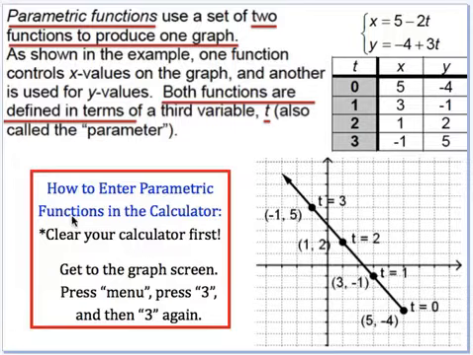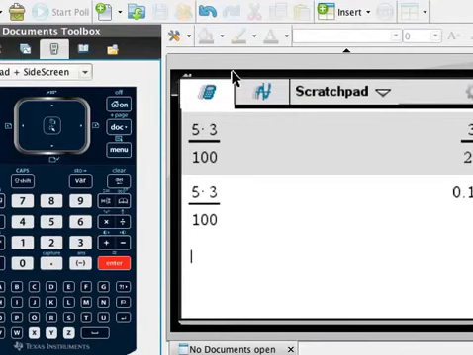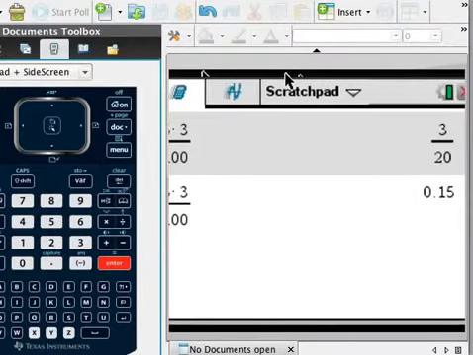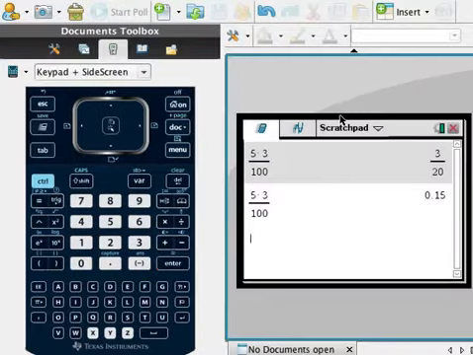You need to know how to enter parametric functions in the calculator. On the Inspire calculators, the first thing you want to do is clear your calculator, and then go to the graph screen, push Menu, then press 3, and then 3 again. So let me walk you through it on the calculator. Let's say we have a whole bunch of stuff on our calculator screen. Let me make this smaller so you can see it all. Alright, now we can see the whole thing.